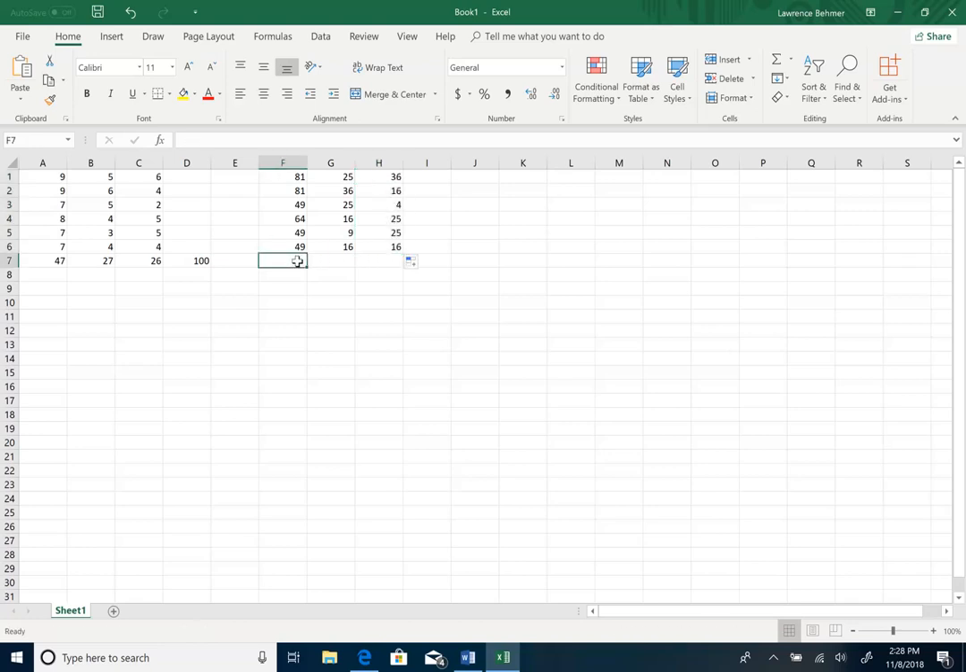And remember, it wants us to square each one of these values, right? Square each one of these values, which we've done here, and then it wants us to sum it. So we can hit sigma again, right? We can just keep doing sigma all the way across the board.